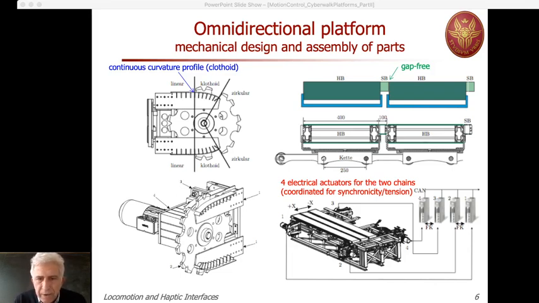Now, it's very critical that the torque produced by these motors should be coordinated, for preserving synchronicity. If one chain goes at a faster speed than the other, of course, this will destroy the connection of a number of treadmills between the two.